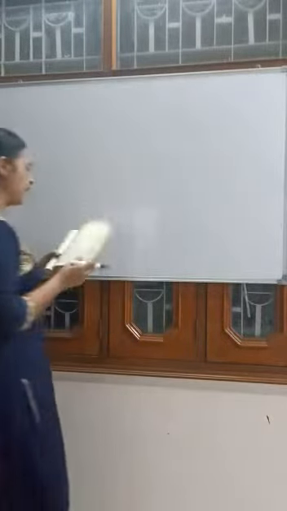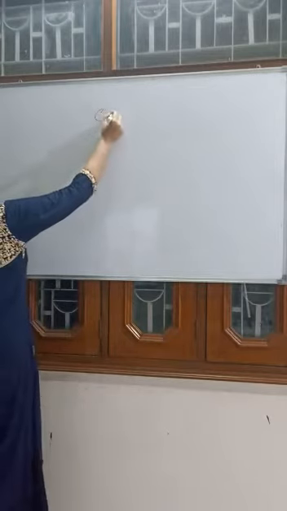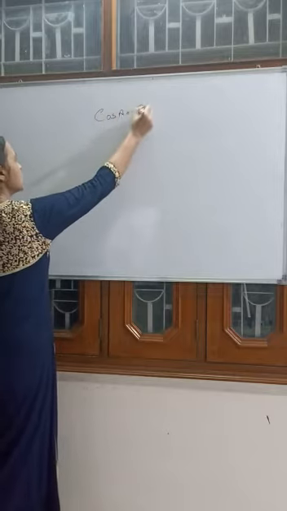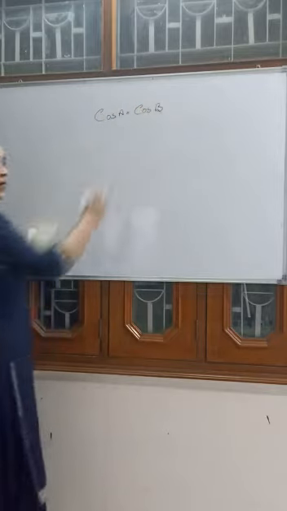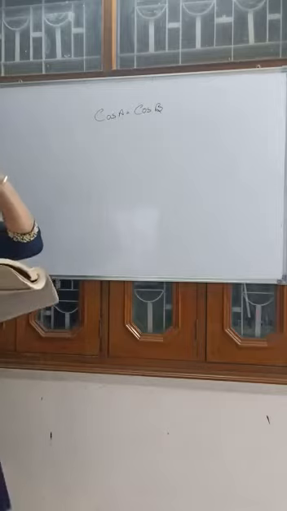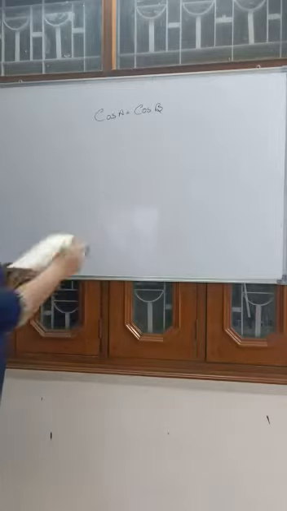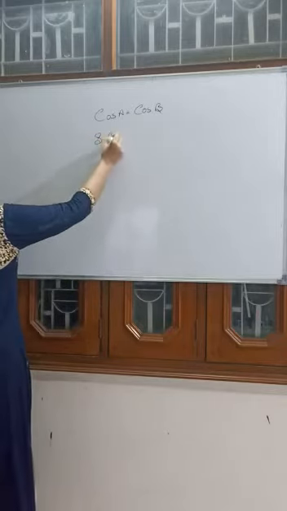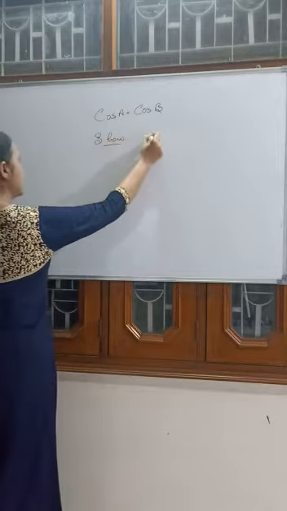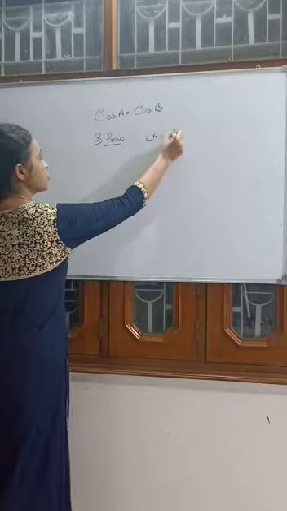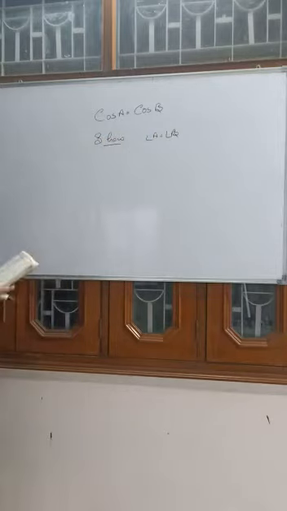Angle A and angle B are acute angles such that cos A equals cos B. It is given that cos A equals cos B, and A and B both are acute angles. Show that angle A equals angle B. We have to show this. Clear? A and B are acute angles.